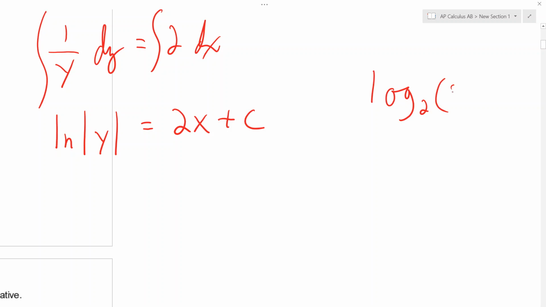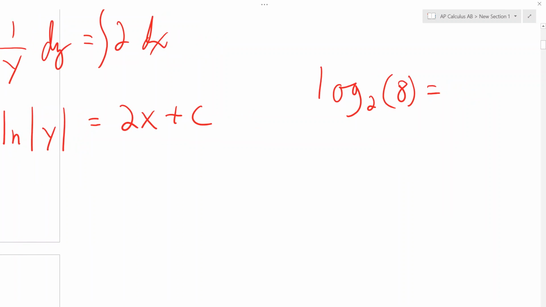What's log base 2 of 8 going to be, Eric? Sure is 3. Why? Word. Yeah. That's what a log does, right? Take the base to the opposite side, has to equal what's inside.